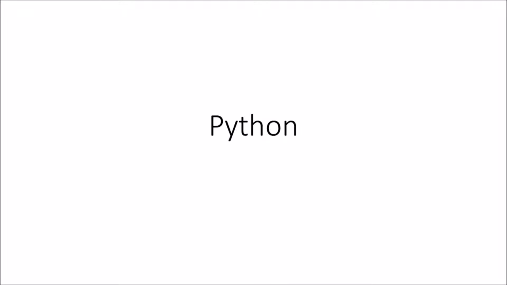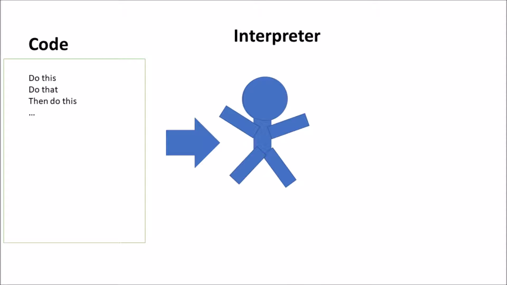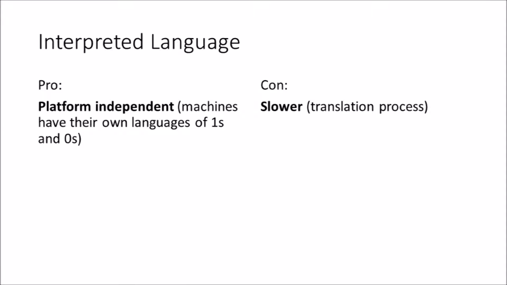Let's begin to demystify the powers of Python. Python is an interpreted language. Another computer program, called an interpreter, reads our code, line by line, translating it into code that our specific computer can understand, and then executes it. This means your program can run on any machine. The translation process does make the language slower.